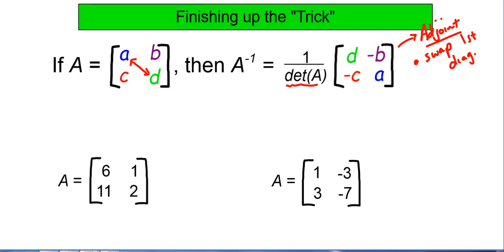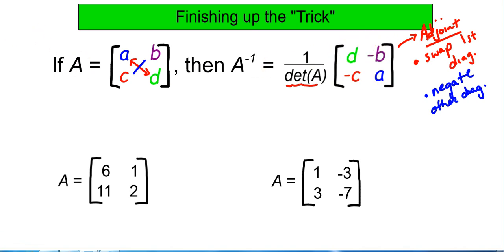The second thing that we do is we negate the second diagonal, or the other diagonal. So this diagonal here gets negated. If we do those two things, that gives us what's called the adjoint matrix. This whole little trick basically revolves around you being able to find the determinant and multiplying the reciprocal of the determinant times the adjoint matrix that we just went through.